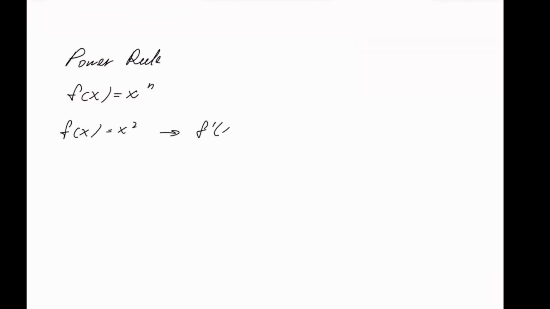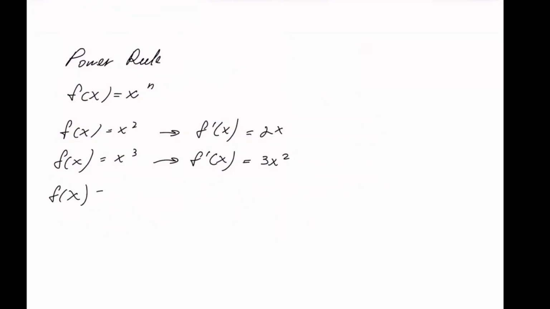Next, we'll consider power functions of the form f of x equals x to the nth power, where n is a non-negative integer. Let's look at some examples. If f of x equals x squared, its derivative is 2x. If f of x equals x cubed, its derivative is 3x squared, and if f of x equals x to the fourth, its derivative is 4x to the third power. Do you notice a pattern?